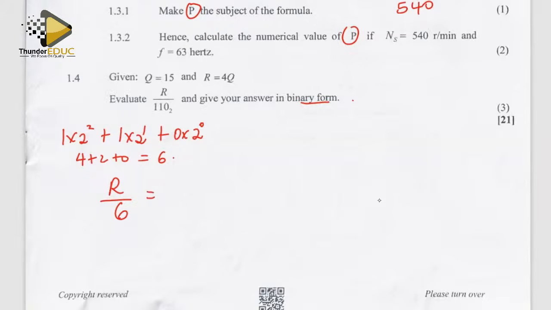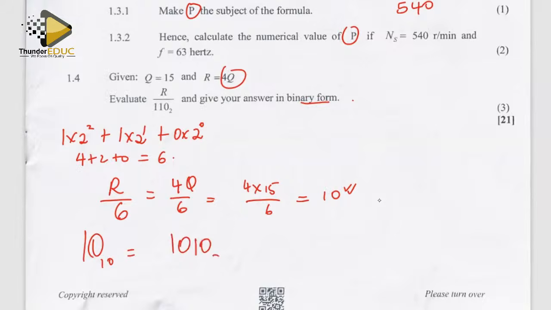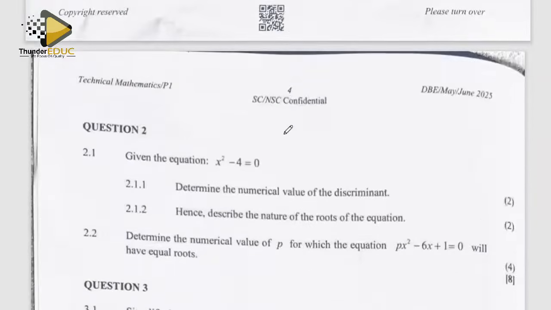But then they told us that R is 4Q, which means it's 4Q over 6, which is 4 times 15 over 6. And this becomes a 10. Now we need to write this 10 in binary form. So remember, this is just a decimal, so we need to take it back to binary. So 10 in binary is going to be 1010. Okay, so that is 1.4.